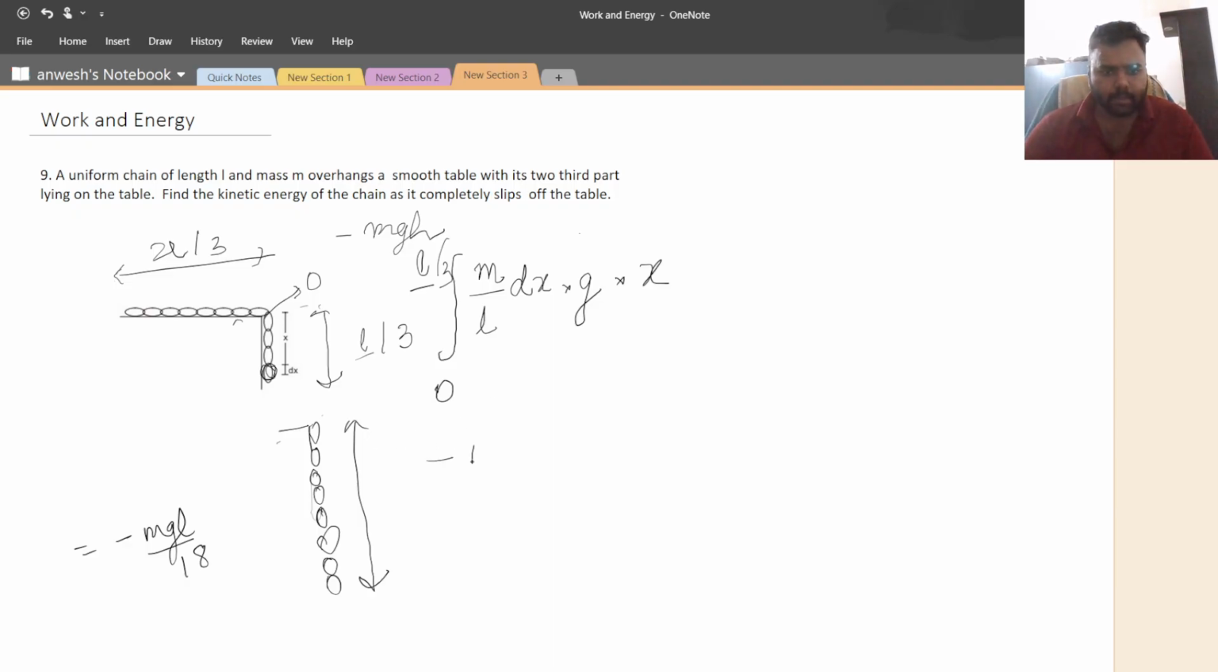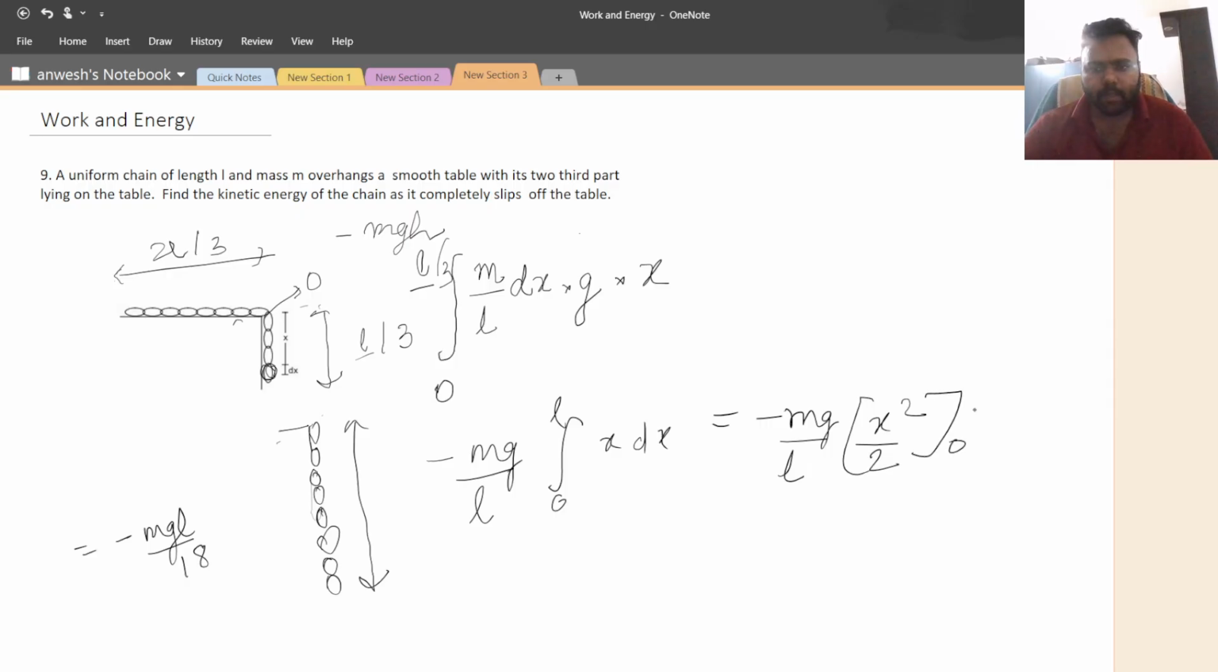This will be minus mg by L, integration x dx from 0 to L. This will give us minus mg by L, x square by 2, 0 to L. This comes out to be minus mg by L, L square by 2. This is minus mgL by 2. This is the potential energy of the chain when it has entirely fallen.